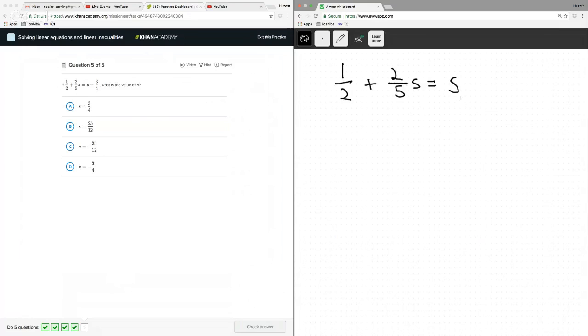1/2 plus 2/5 s equals s. Oh, equals s minus 3/4. Oh, I almost missed that. Equals s minus 3/4. What is the value of s?